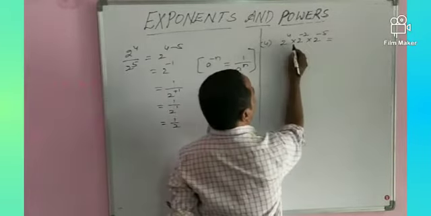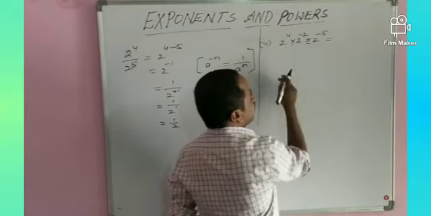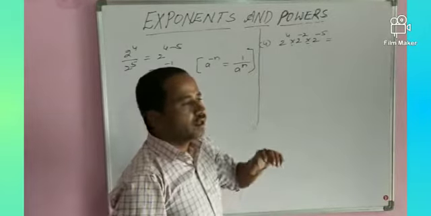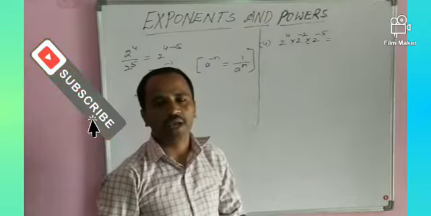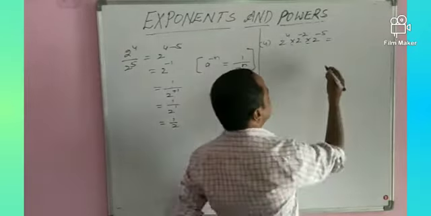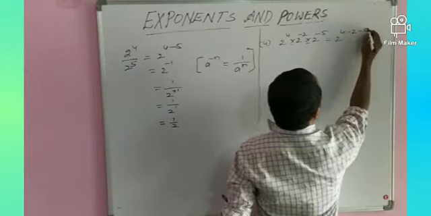But we observe multiplication is there between 3 exponents. When multiplication is there, that means bases are equal, powers should be added. So how to apply? Bases are equal, powers should be added. 2 power 4 minus 2 minus 5.